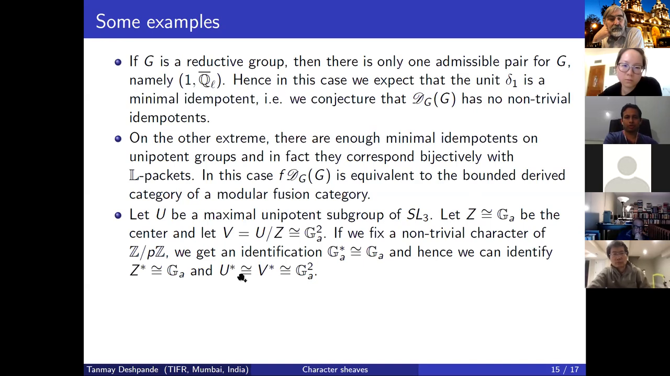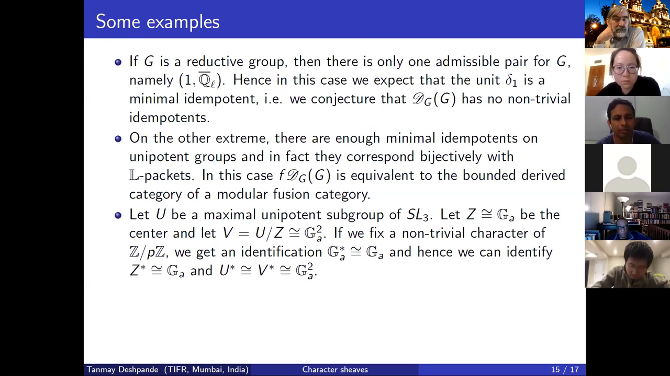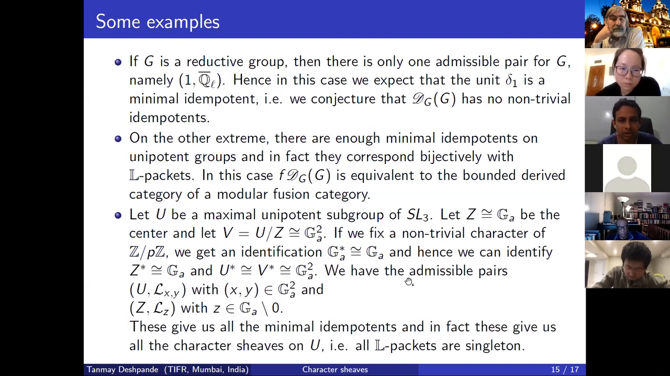And we can also see that the Serre dual of U is the same as the dual of this V, which is G_a^2. And so we also have such an identification. So in this case, let me describe all the admissible pairs, which give all the minimal idempotents. So basically, these are the admissible pairs.